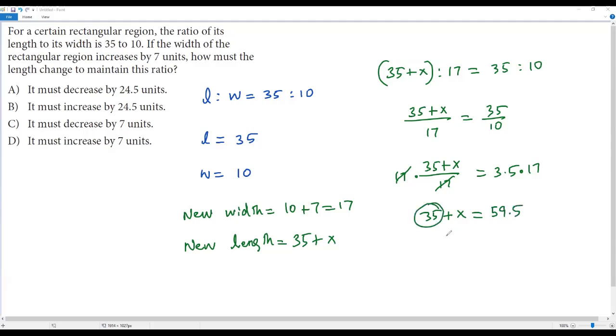To solve for x, I have to get rid of this 35. When I subtract 35 from both sides, positive 35 and negative 35 cancel out, and I get 24.5. So when the width is increased by 7 units, the length has to be increased by 24.5 units, so that the same ratio will be maintained. So the correct answer for this question is option B, that is the length must increase by 24.5 units.